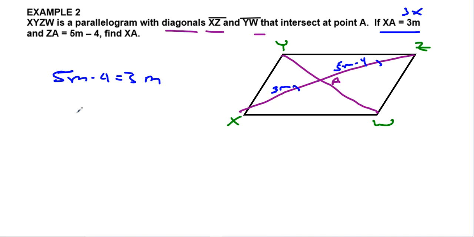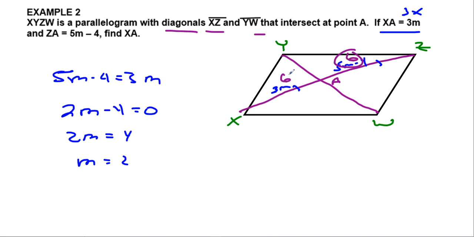We're going to subtract 3m. So I'm going to have 2m minus 4 is equal to 0. Add 4. Divide by 2. And I have m is equal to 2. So I put a 2 right here. 3 times 2 is 6. And hopefully I get a 6 over here. 5 times 2 is 10, minus 4 is also 6. So my lengths are 6.